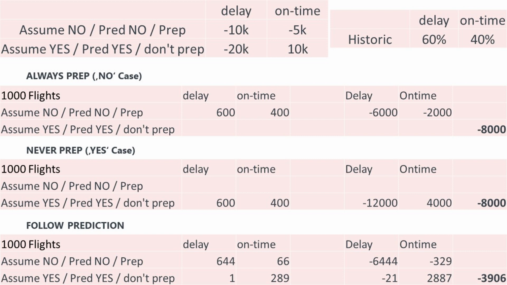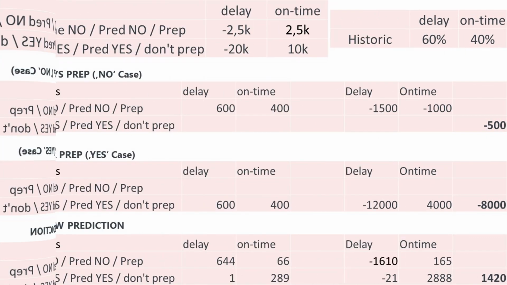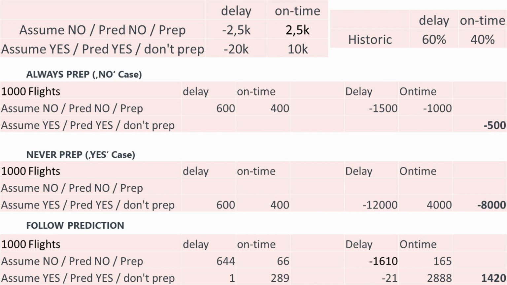We are still losing money due to delays, but thanks to being aware and able to prepare accordingly, we have reduced our losses significantly. If we would manage to reduce our preparation cost by 50% from 15,000 to 7,500, then we could even turn this loss into a profit with the help of our predictive modeling.